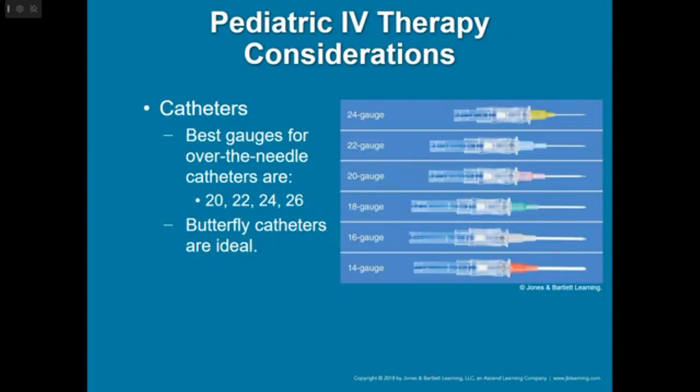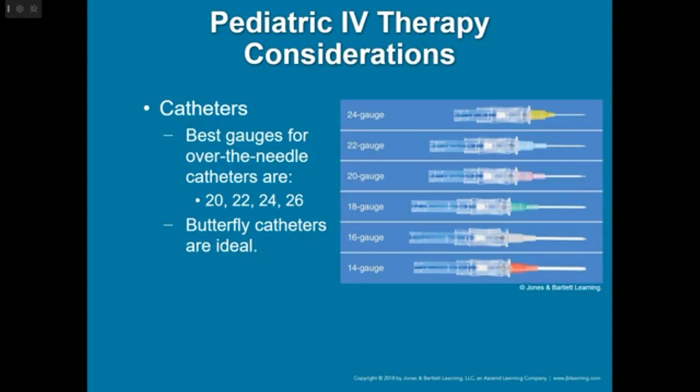Catheters. We mentioned over-the-needle catheters, most common. That's what all those are in the picture. Smaller the number, the larger the size of the actual needle and catheter. So the 14 gauge you see there is a lot larger needle and catheter than a 24 gauge. Know that they also make even larger ones, like a 6 gauge or an 8 gauge. Those are humongous.